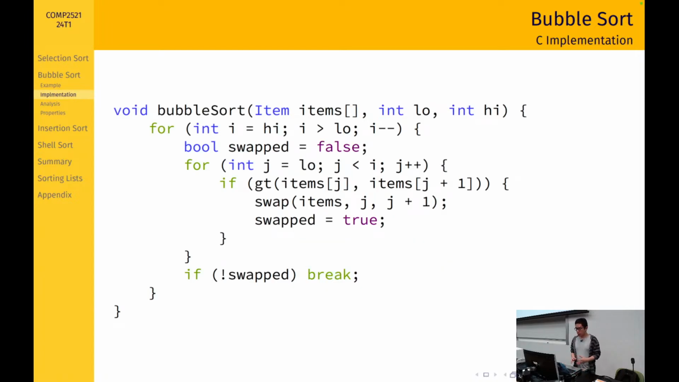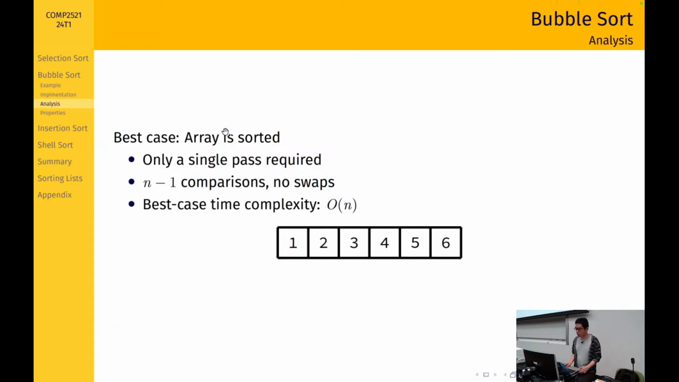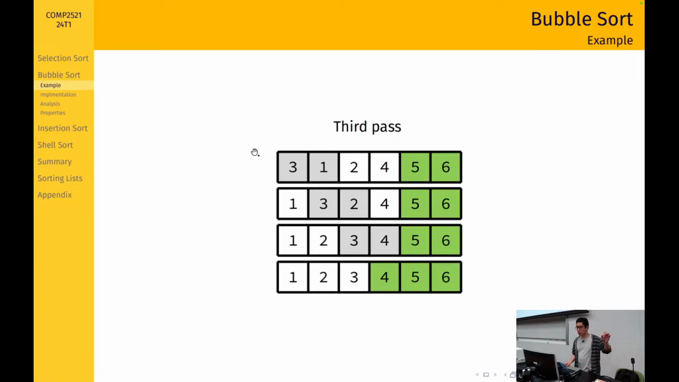Okay, so here is the implementation. Our outer for loop actually starts from index high and decrements until it reaches index low, right? And the reason is we use this index i to keep track of where we actually iterate up to during each pass. Because each subsequent pass, we don't need to iterate up to the end. We only need to iterate to the end of the part of the array which isn't sorted yet.